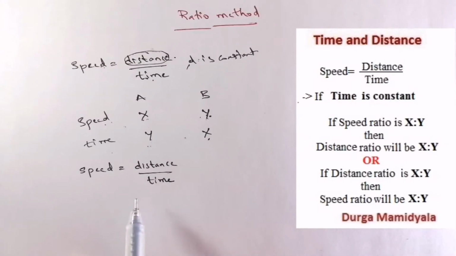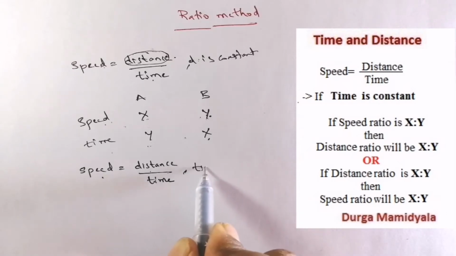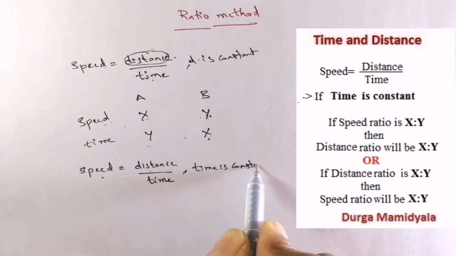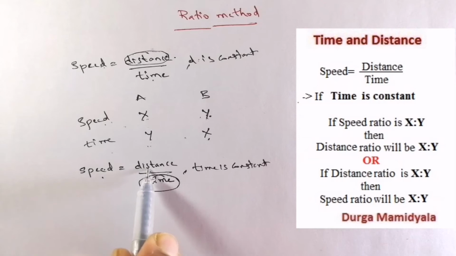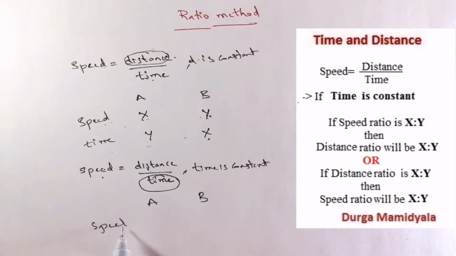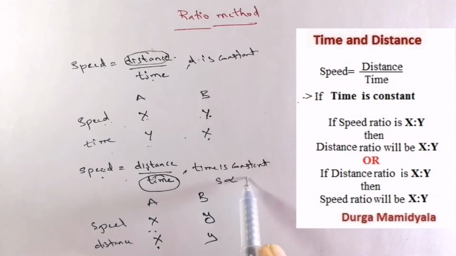We can derive another formula here. See here, speed equal to distance by time. Suppose we say that time is constant. If time is constant, then speed is directly proportional to the distance. If we take two persons A and B, and their speed ratio is x is to y, then the distance ratio will also be x is to y. The same ratio the speed takes, the distance is going to take, because speed is directly proportional to the distance.